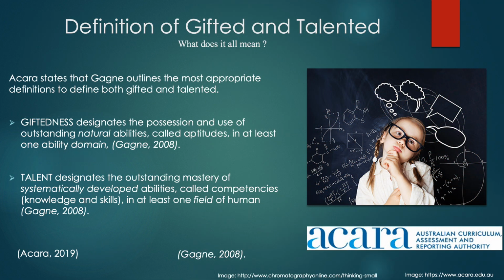To begin this discussion, you might be wondering what is meant by gifted and talented. There are many definitions available out there to define this. However, the Australian curriculum states that Gagné outlines the most appropriate and relevant definitions to define both gifted and talented. Gagné defined gifted and talented in a 2008 article as the possession and use of outstanding natural abilities called aptitudes in at least one ability domain, whereas talented was defined as an outstanding mastery of systematically developed abilities known as competencies in at least one field of human activity.